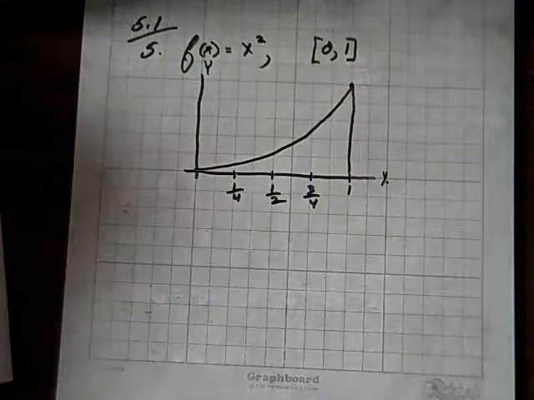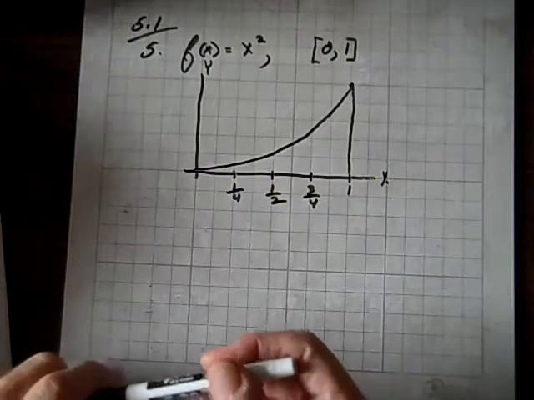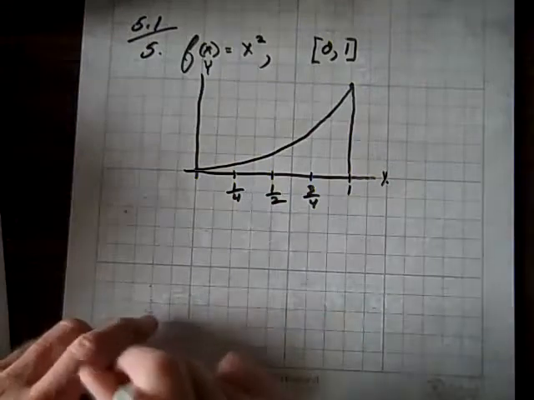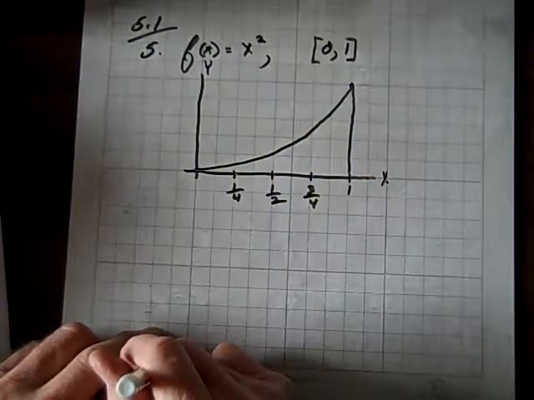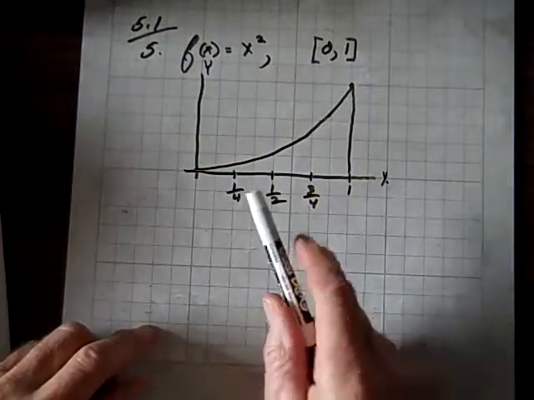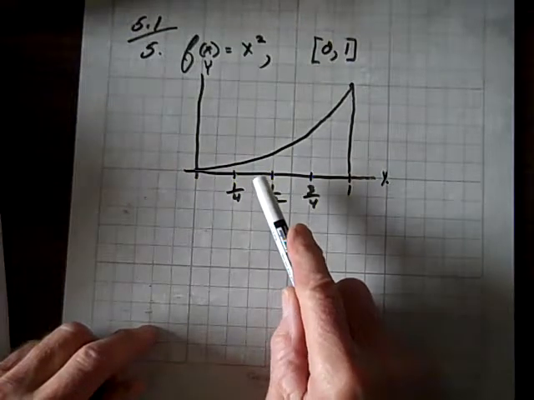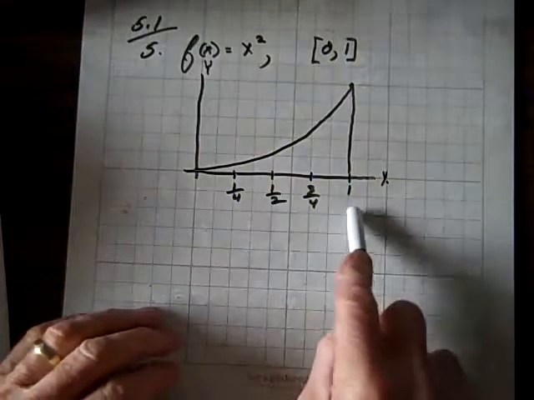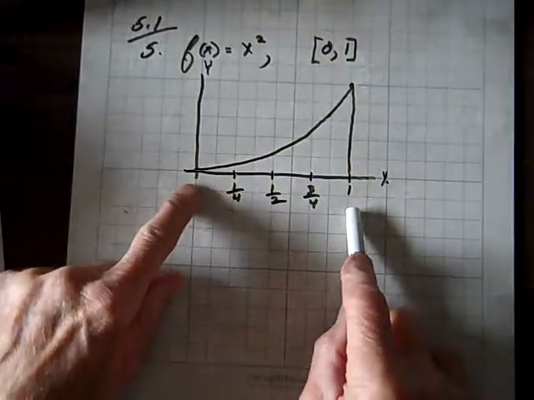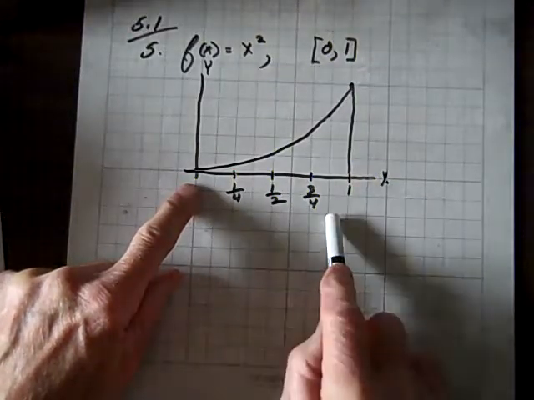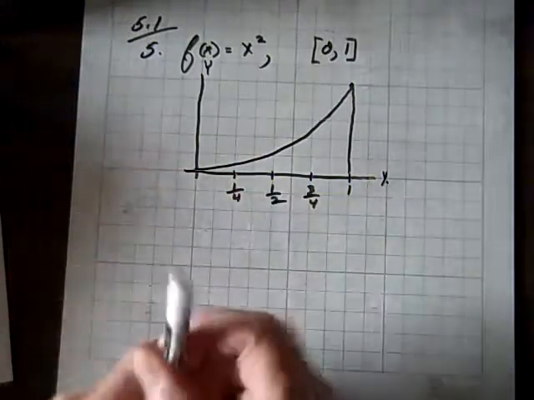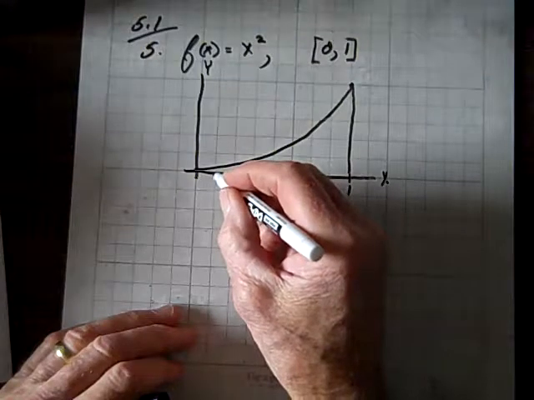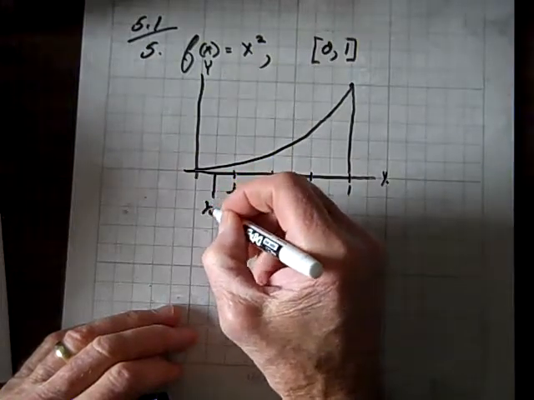Okay, we're on section 5.1. We're doing question 5, and we've got to use the midpoint to estimate the area under this curve. So we've got the overall interval 0 to 1. We broke it up into 4 subintervals, and the midpoint between 0 and 1/4 is 1/8.